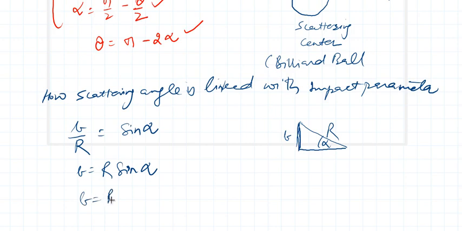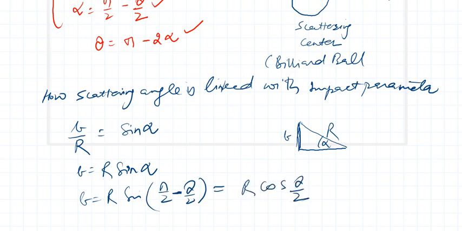So B क्या आ जाता है? R sine alpha, not alpha, sorry. Alpha की वैल्यू क्या थी? Because we have to incorporate theta. So alpha is pi by 2 minus theta upon 2. So what is it? It is equal to R cos of theta upon 2.